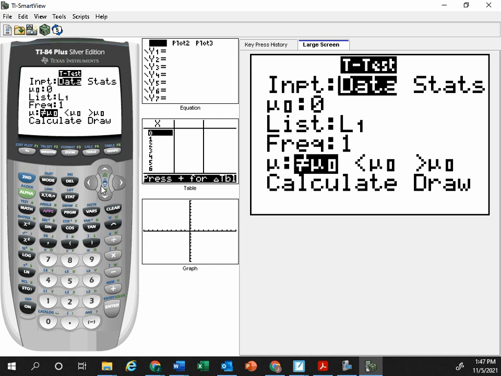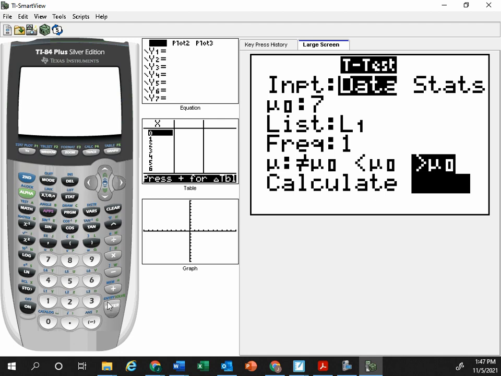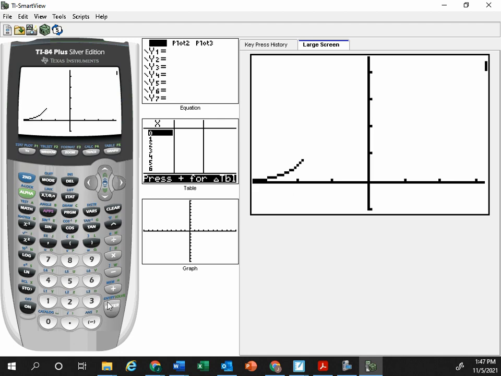So what is our mu that we're going to put in? 7, good. And then wherever you entered your data values, for me it was list 1, so I'm going to leave it as list 1. Again, no frequency here. And then as far as what sort of alternative hypothesis, we picked greater than. And then I always recommend that you click draw instead of calculate because it gives you the picture as well. So you can kind of make sure yours is making sense.